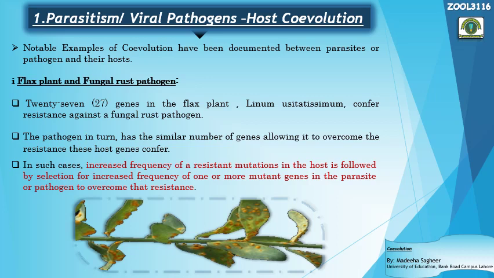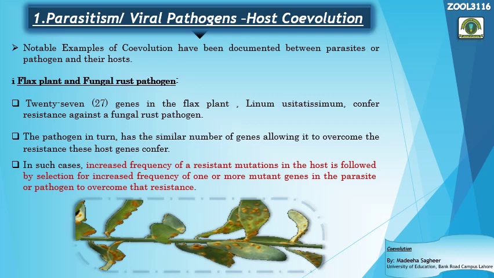Now, as we are talking about coevolution, because these two species have a host-parasite relationship between them, the type of evolution taking place on a joint basis between them is known as host-parasite coevolution or pathogen-host coevolution. Right, both are the same thing. Now let's read it. Notable examples of coevolution have been documented between parasites or pathogens and their hosts. Parasites could be pathogenic, or they could be mild to the host.